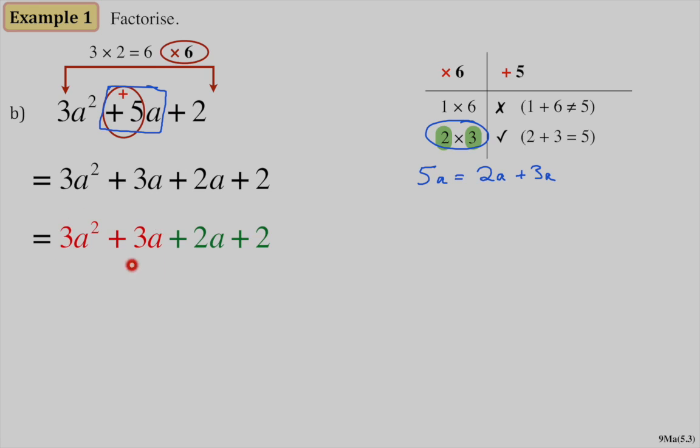So looking at the first 2 terms, the bit in red, 3 is common and a is common. So let's take out 3a as a common factor. What are you left with? Well, I still have, because of that squared, another a term. And because I've taken out the 3 and the a, there's still 1 because 3 goes into itself once. So we have a plus 1.